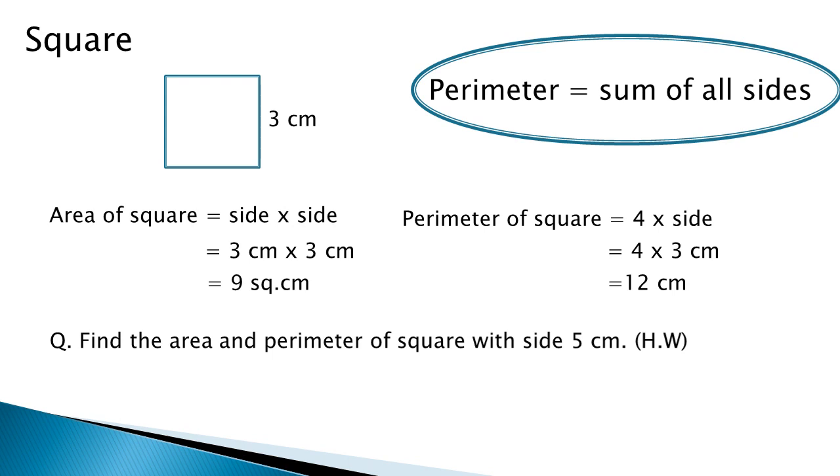Now here is a homework question for you. Find the area and perimeter of a square with side 5 centimeter. You can draw a square with the side 5 centimeter and find out the area of that square as well as the perimeter of that square. Okay, so this was all about this slide. Let us move to the next slide.